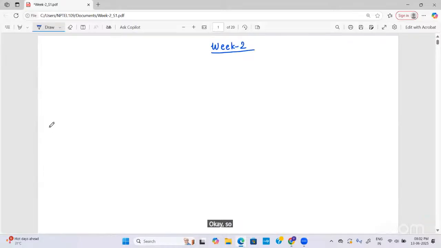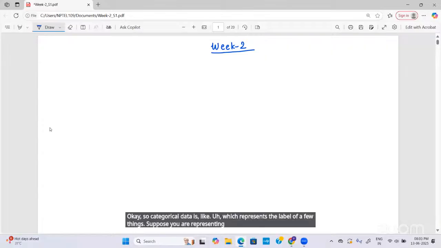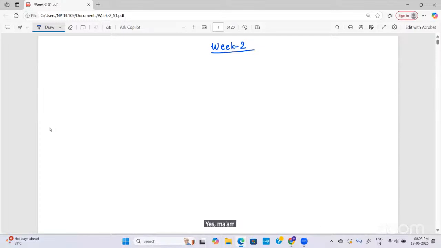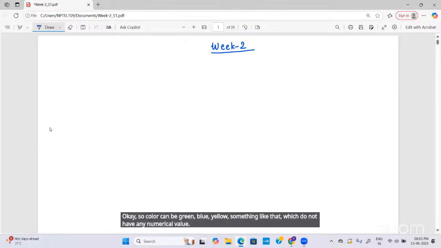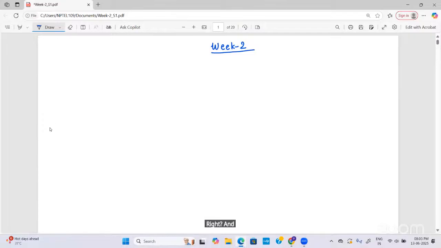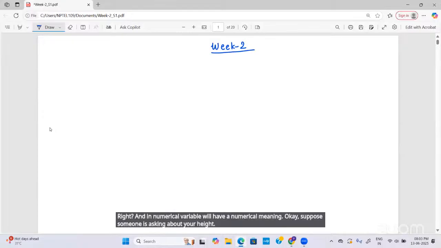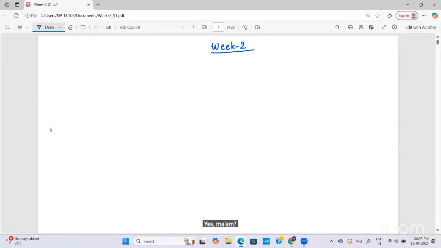Okay, so categorical data is like which represents the label of things. Suppose you are representing the color of your shirt. Color can be green, blue, yellow, something like that, which do not have any numerical value, right? And a numerical variable will have a numerical meaning. Suppose someone is asking about your height, that has a meaningful number associated with your height.